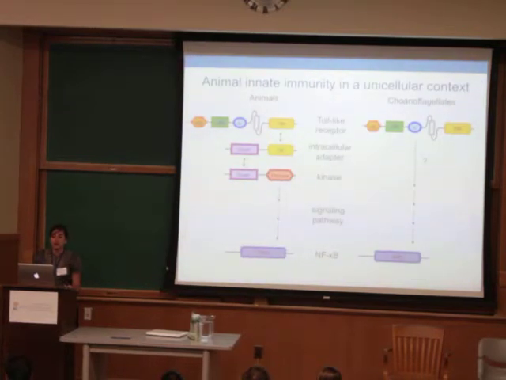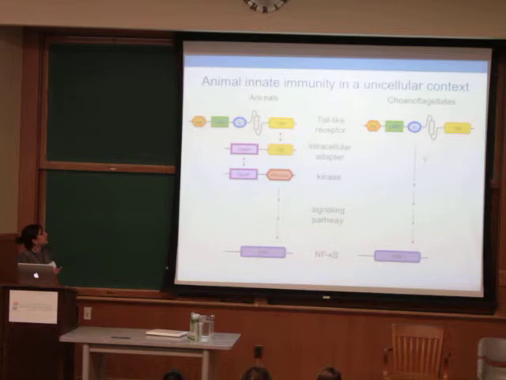So here we have a comparative view of the toll-like receptor pathway in animals and choanoflagellates. When looking at both the animal and choanoflagellate TLRs, you can see that they appear to be very similar and well conserved. While the actual receptors themselves look very similar, it appears that choanoflagellates lack many of the intracellular adapters and kinases that serve as intermediaries between the receptor and its downstream target, NF-kappa B.